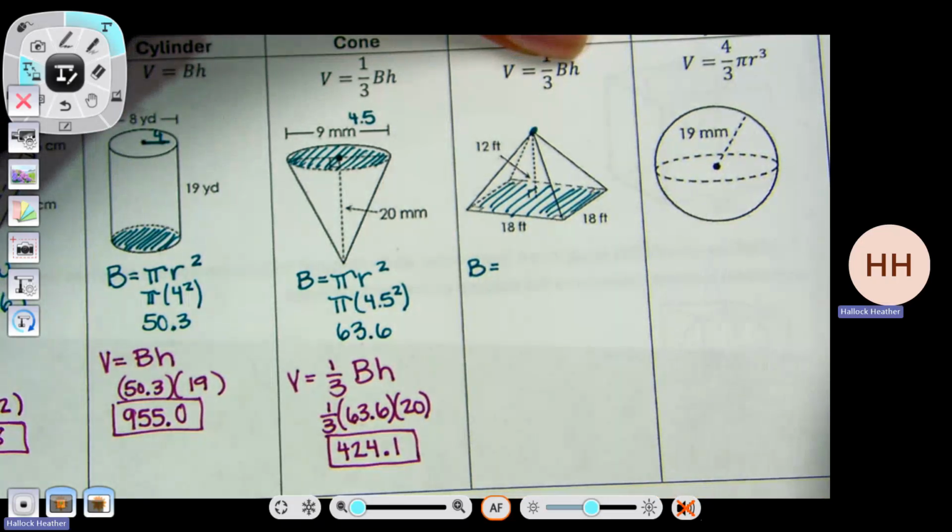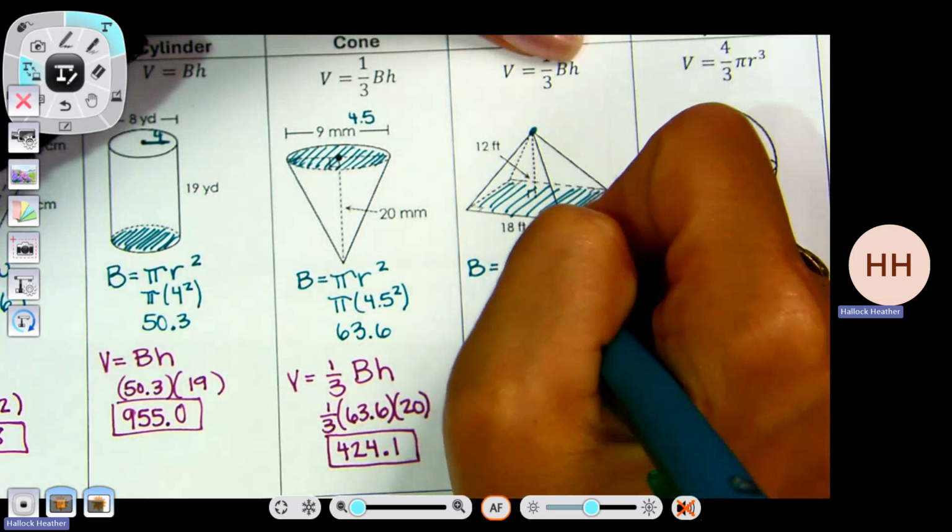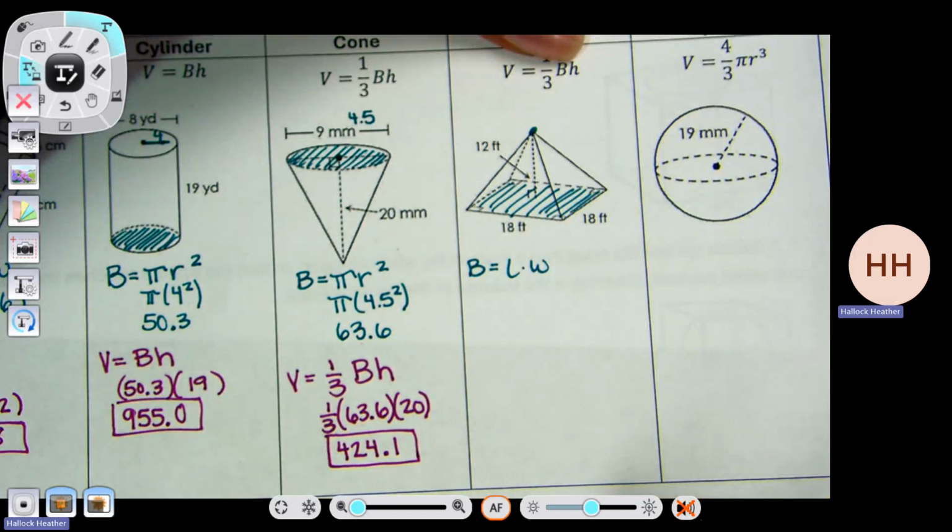What formula do I need for big B? Length times width. To find the area of a square or a rectangle, you can think base times height or length times width, whichever one your brain goes to. I always think length times width. I'm not really sure why, but whatever. So however you were taught in elementary school.